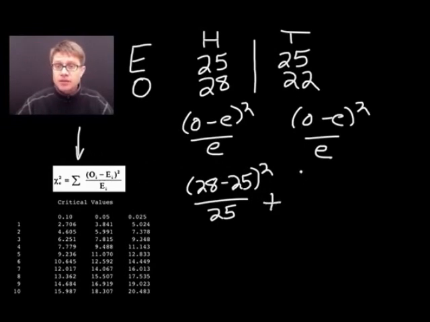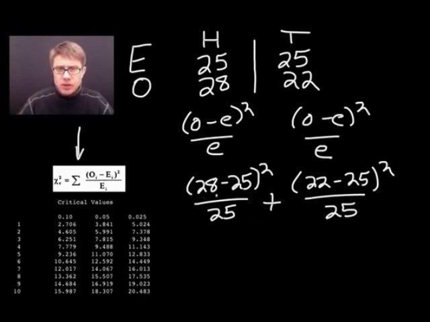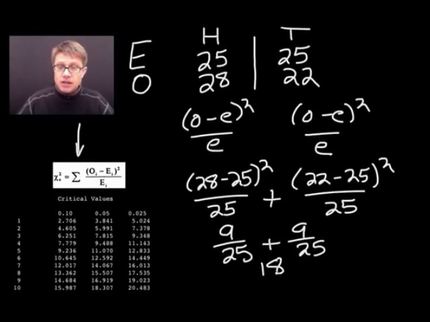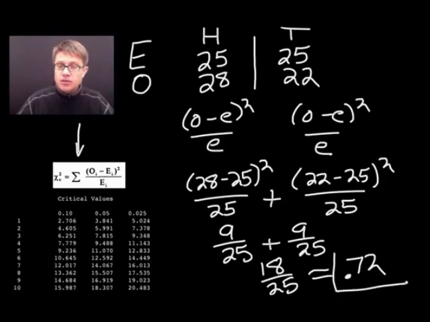Now we're going to do the tail side. So our observed is 22 minus 25 squared over 25. So you can do this in your head. 28 minus 25 is 3. Squared, that is 9 over 25, plus 22 minus 25 is negative 3, squared is 9 over 25. And so our answer is 18 over 25, which equals 0.72. Okay, so that's our chi-squared value for this data that we just collected.